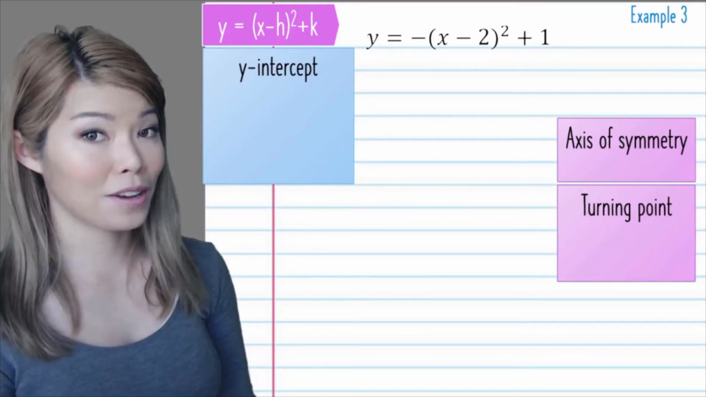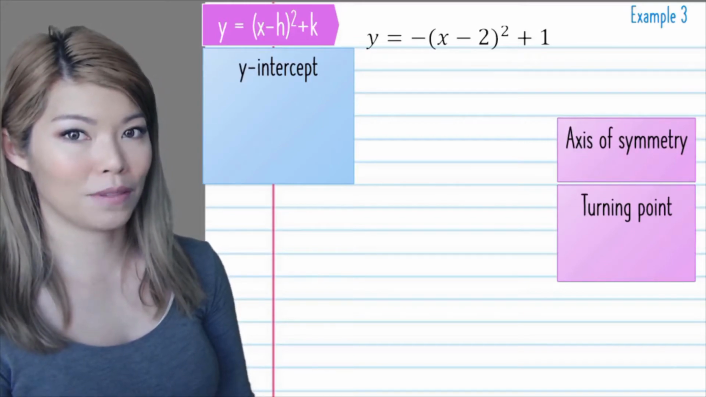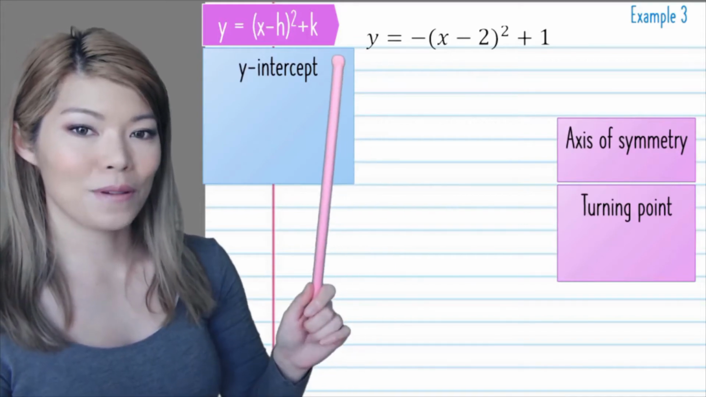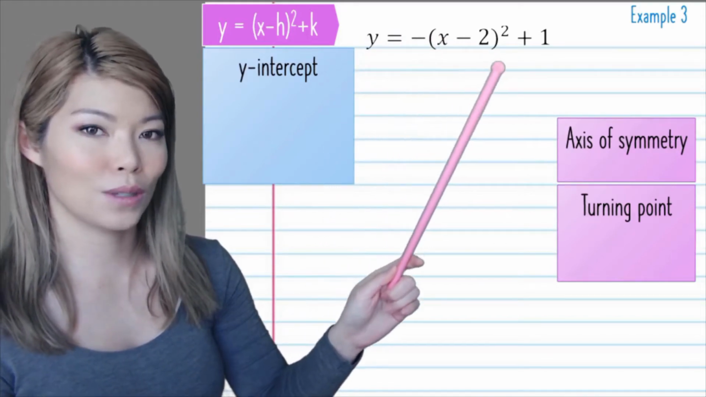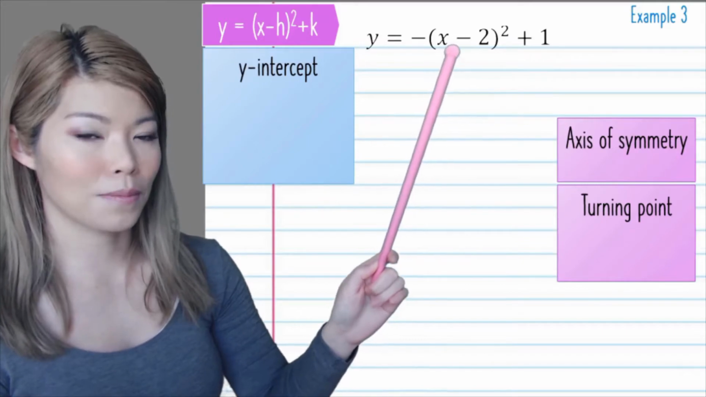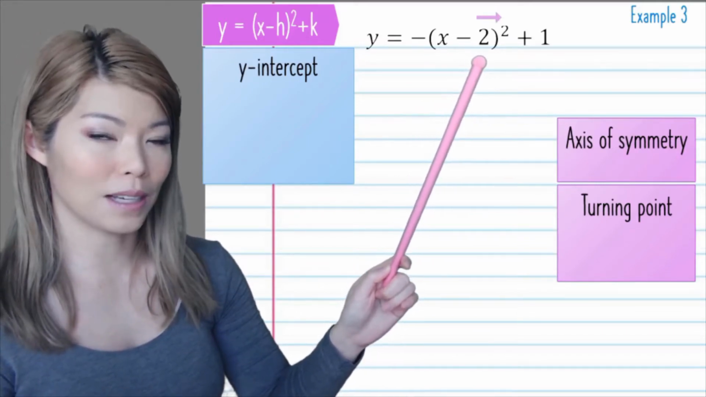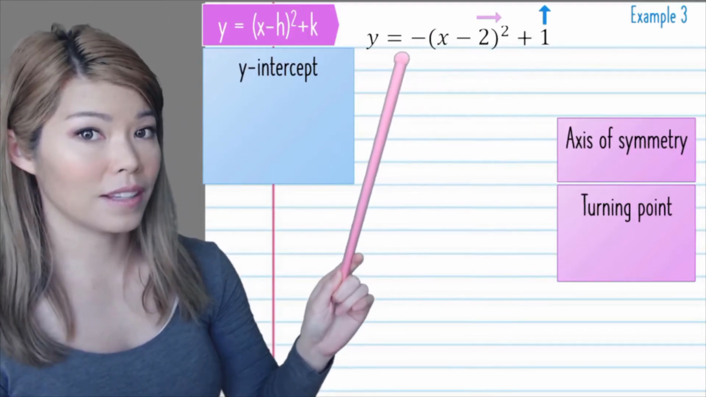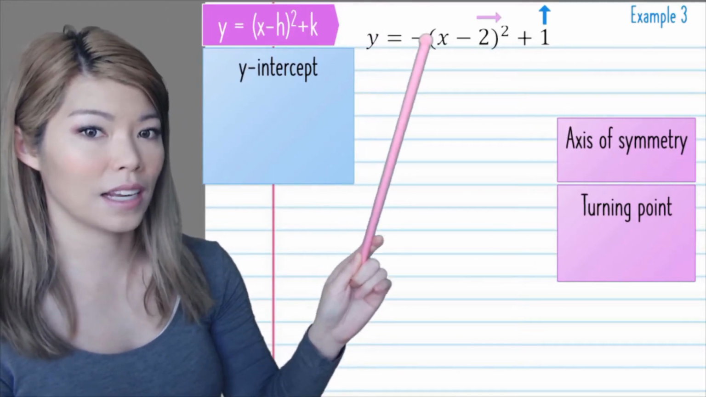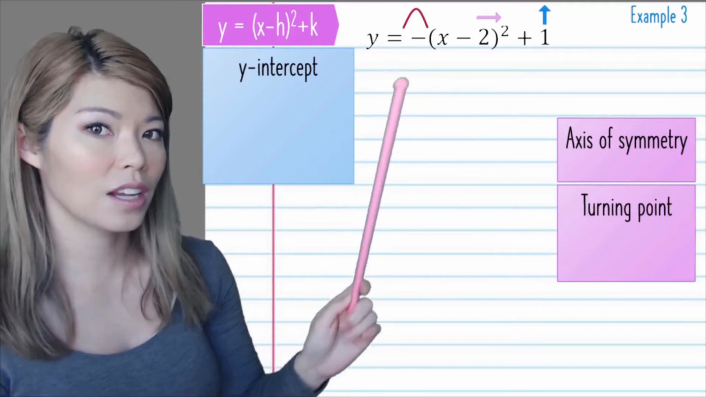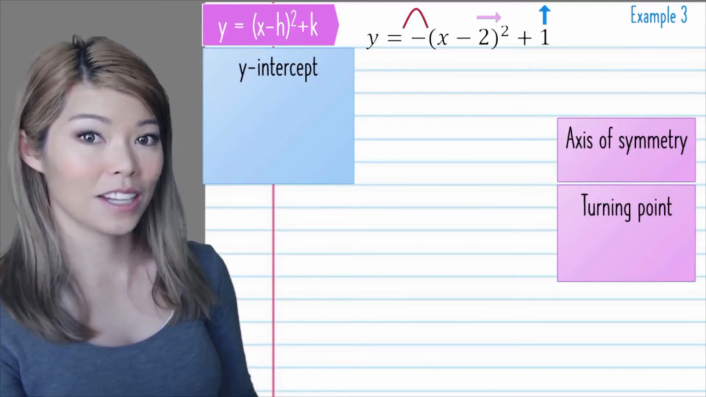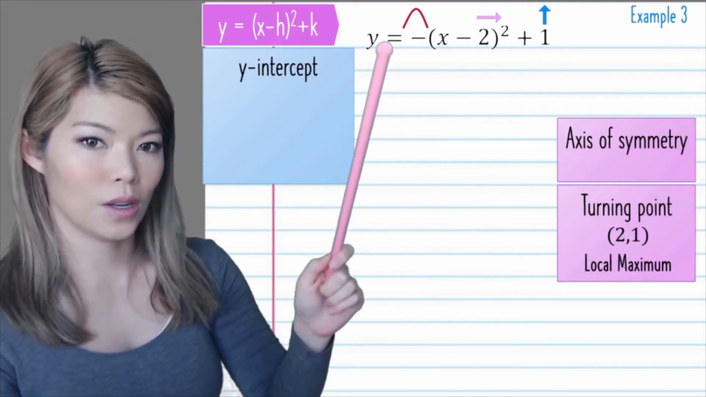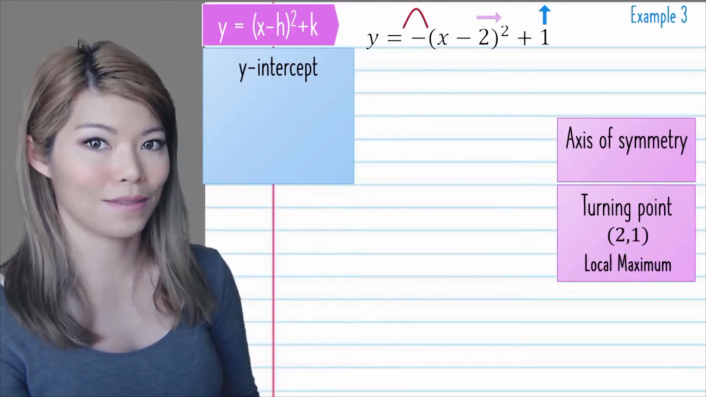Example 3. If you're confident you can give this a go, pause the video and unpause to see the solutions. Otherwise, keep watching. So here we have y equals -(x minus 2) squared plus 1. Now the x minus 2 means we're moving to the right by 2, and the plus 1 means we're moving up by 1. We also have this negative, which means our graph is negative. So I like to do a tiny little sketch to remind me of that. So the turning point is (2, 1). And it is a local maximum because we have a negative graph.